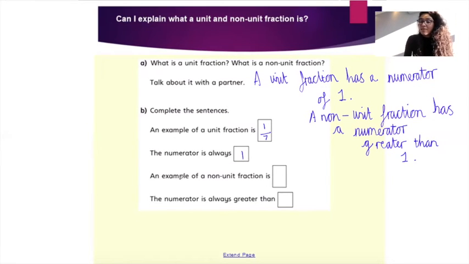Now, an example of a non-unit fraction is, come up with an example. I'm going to say 4 out of 5. The numerator is always greater than 1. So that is a way of finding out what a non-unit fraction would be. The numerator, which is our number at the top of the fraction, is always bigger than 1 for a non-unit fraction. Whereas a unit fraction always has the top number, the numerator, being 1.